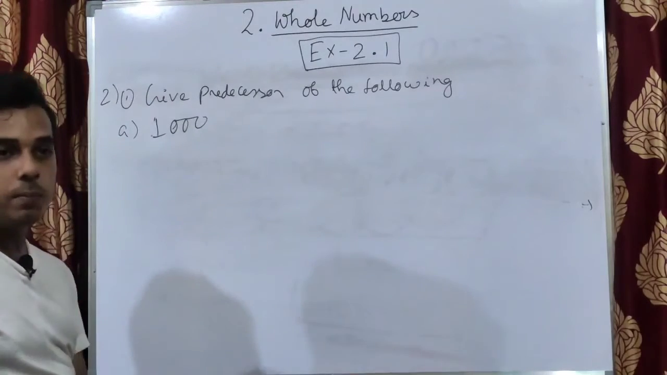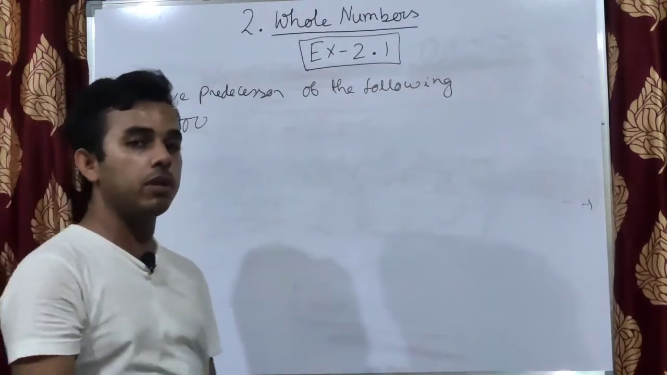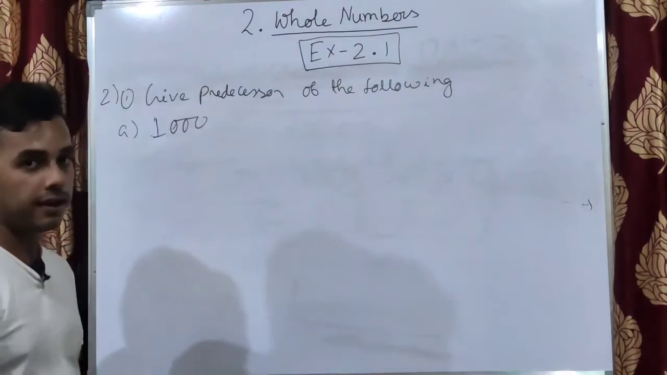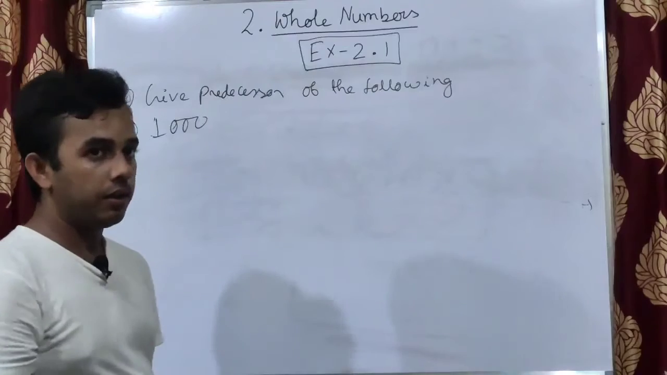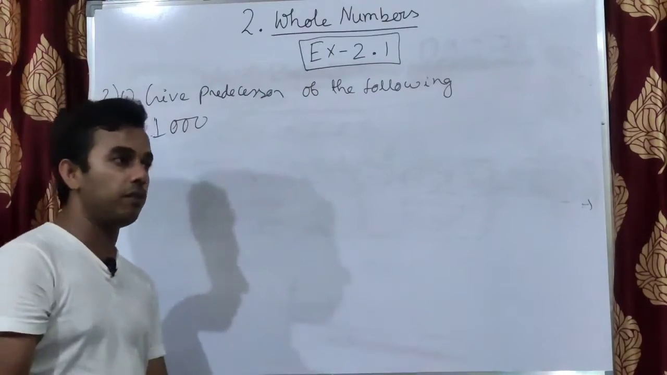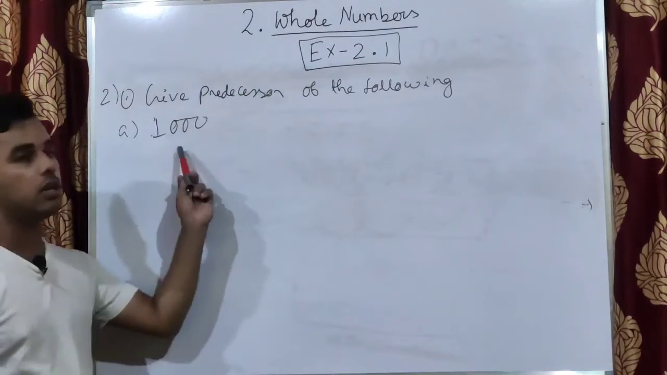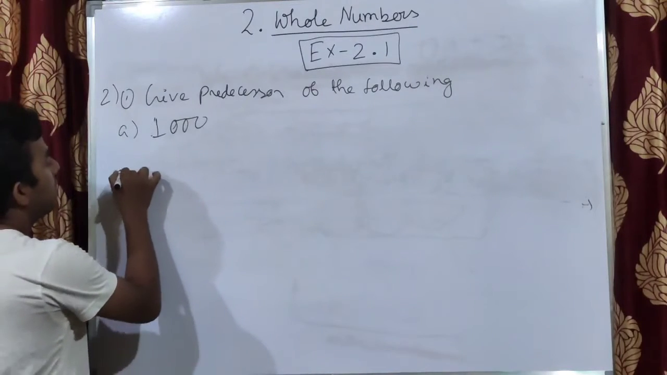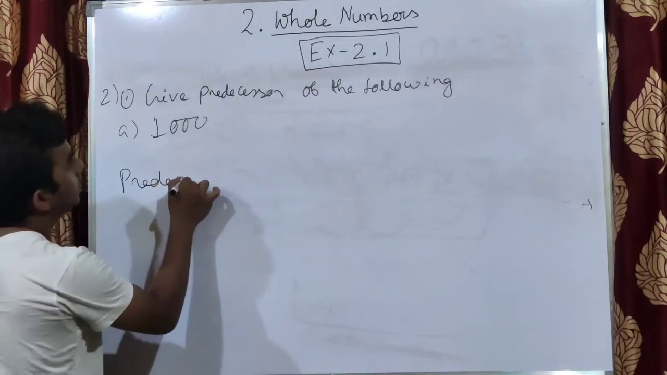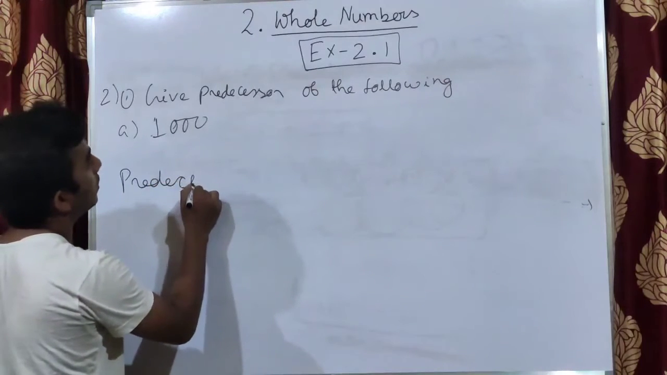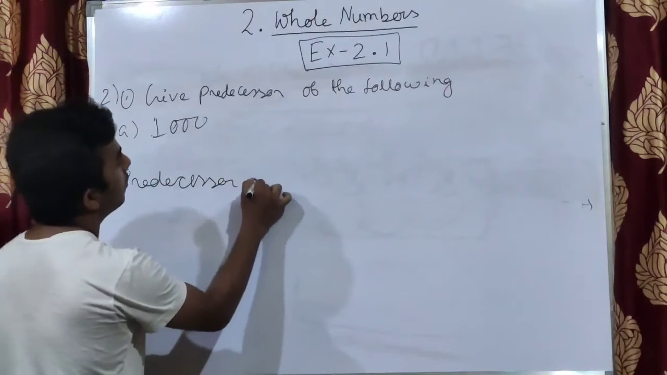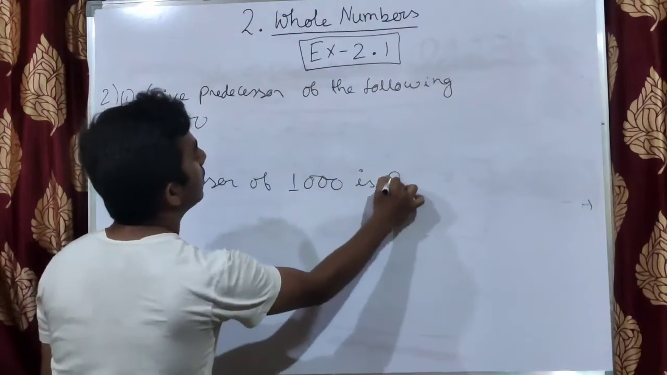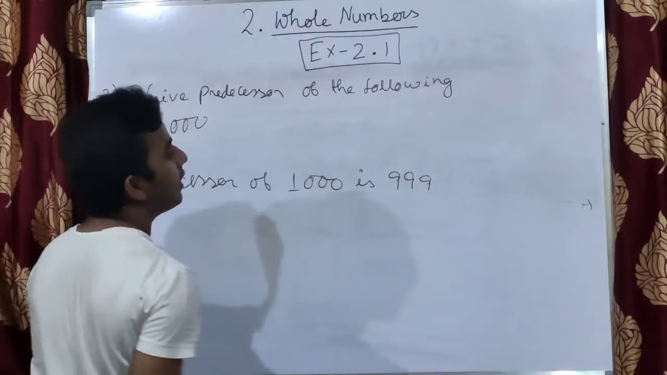The main thing is, in a predecessor we just subtract 1 from the number, and in a successor we just add 1 to the number, and then we get the result. So in this case, what was the result? It was 999. So we will write: the predecessor of 1000 is 999.